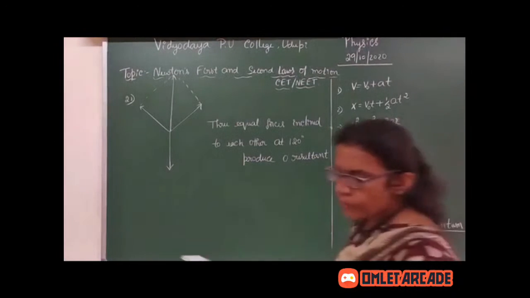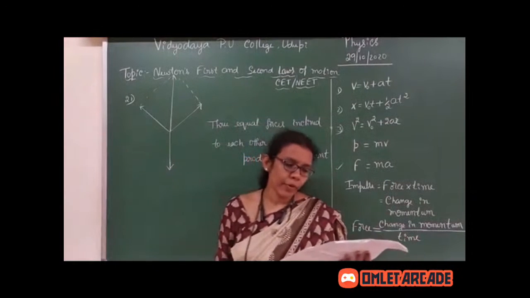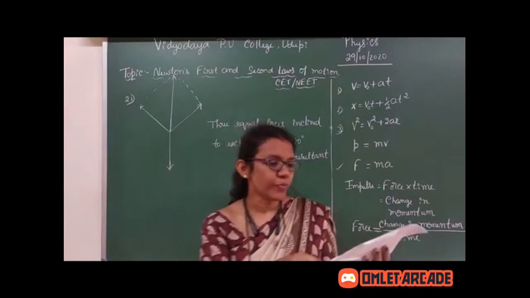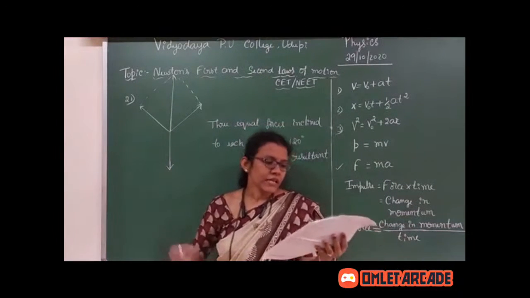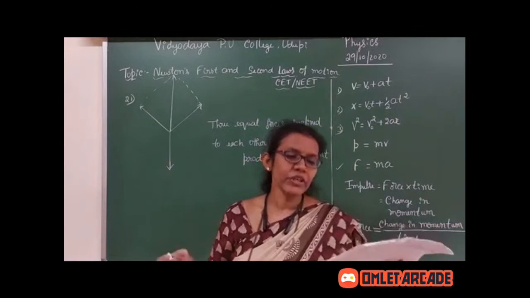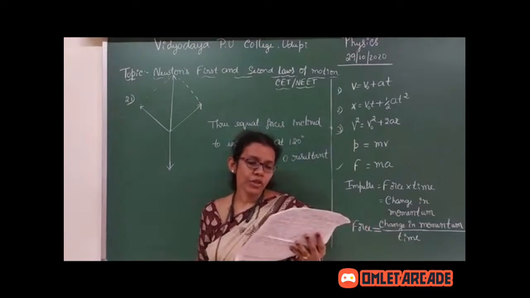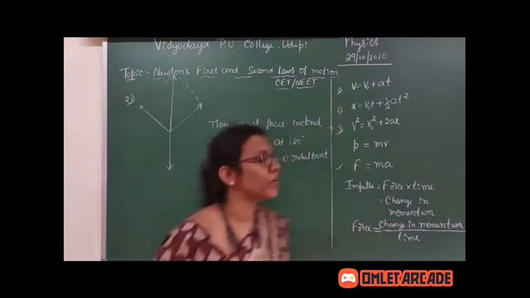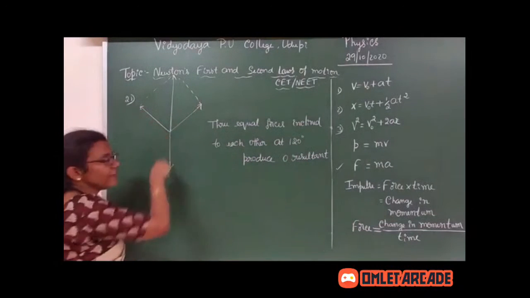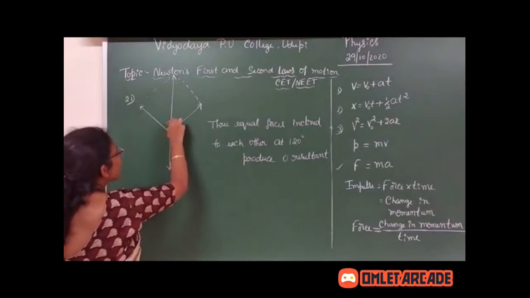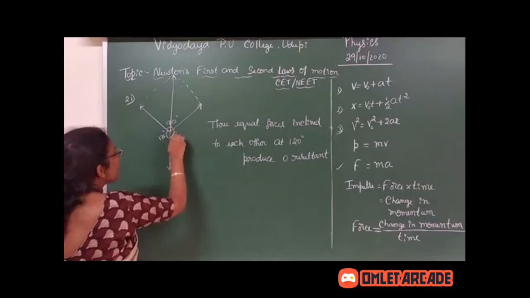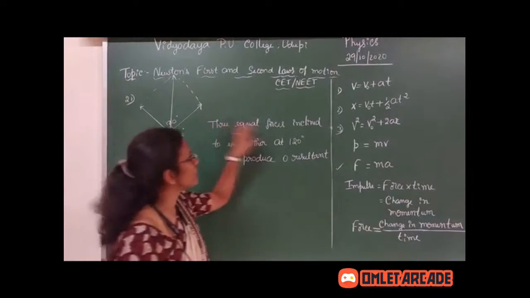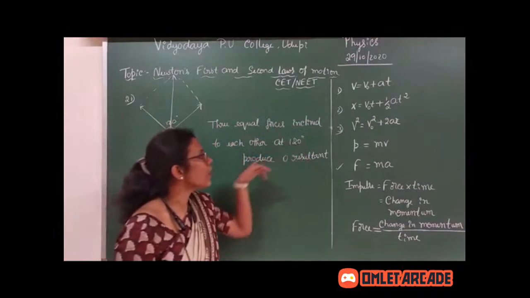Question number 21. A body of mass m is acted upon by a force F and the acceleration produced is A. If three forces, each equal to F, inclined to each other at 120 degree, act on the same body, then the acceleration produced is B. So you can see here, these are the three forces which are inclined at an angle of 120 degree. They are equal forces, three equal forces inclined to each other at an angle of 120 degrees.